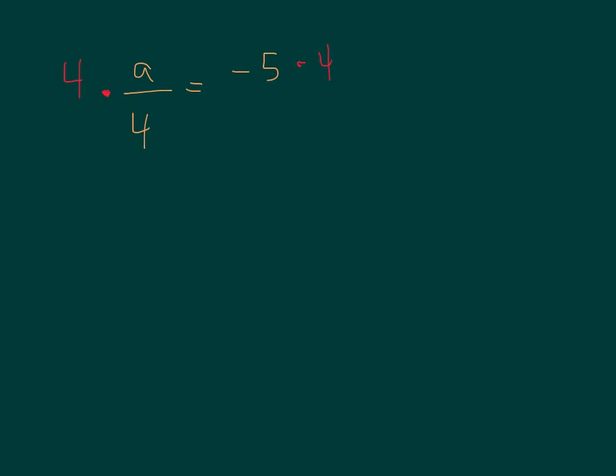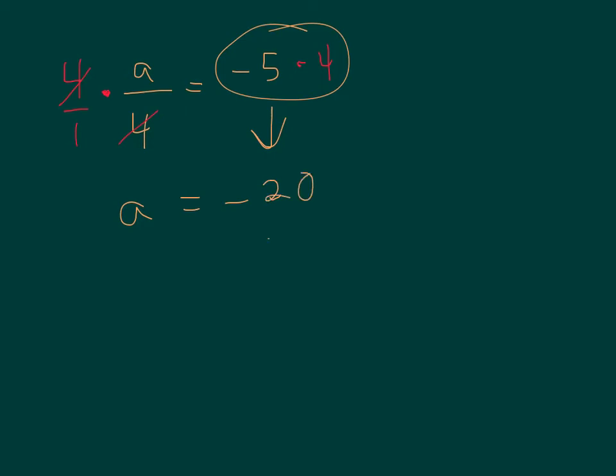Now, we learned how to deal with fractions in a video several videos ago. This cancels out to become 1, or a divided by 1, or just simply a. And a negative 5 times a positive 4 becomes a negative 20.